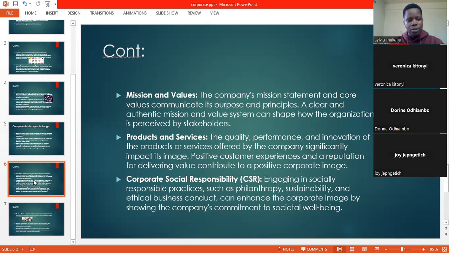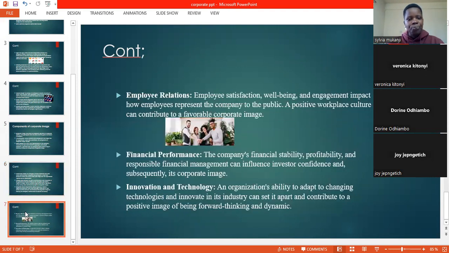Number 4 is corporate social responsibility, the CSR. Engaging in socially responsible practices such as philanthropy, sustainability, and ethical business conduct can enhance the corporate image by showing the company's commitment to societal well-being. Okay, employee relations. Employee satisfaction, well-being, and engagement impact how employees represent the company to the public. A positive workplace culture can contribute to a favorable corporate image.